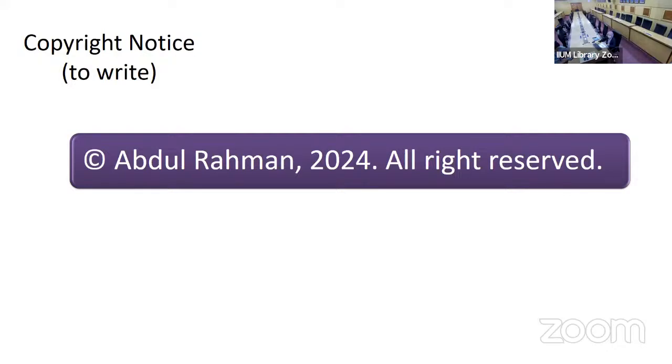After you copyright your article, basically you can write the C symbol for copyright, your name, 2024, or all rights reserved. That means people will know that your work is already copyrighted, and they cannot take your work arbitrarily.